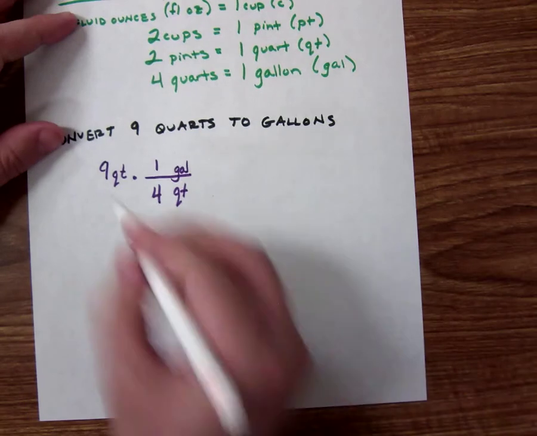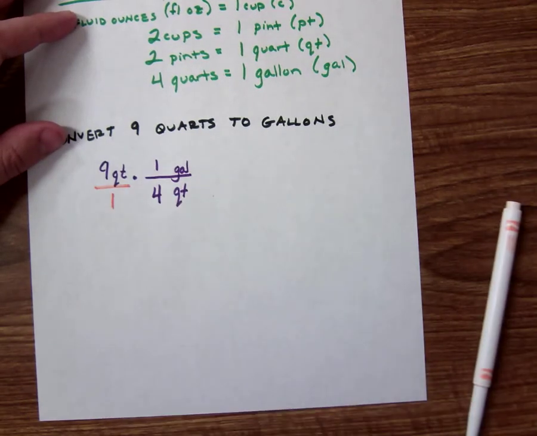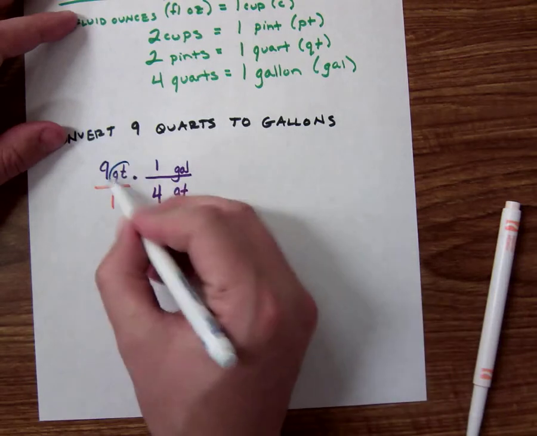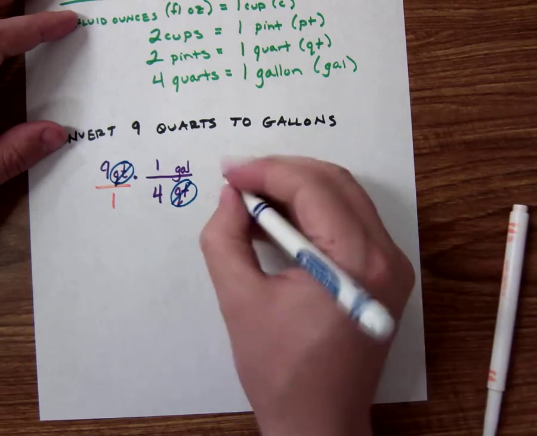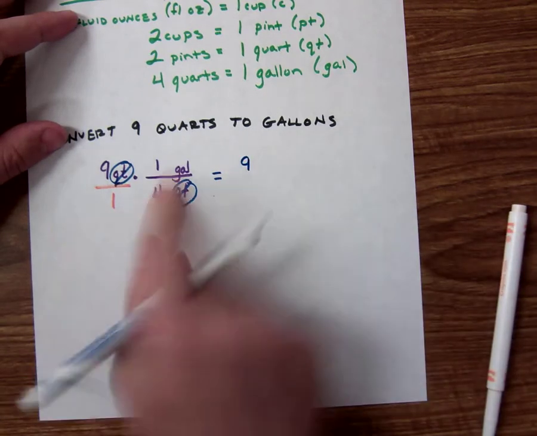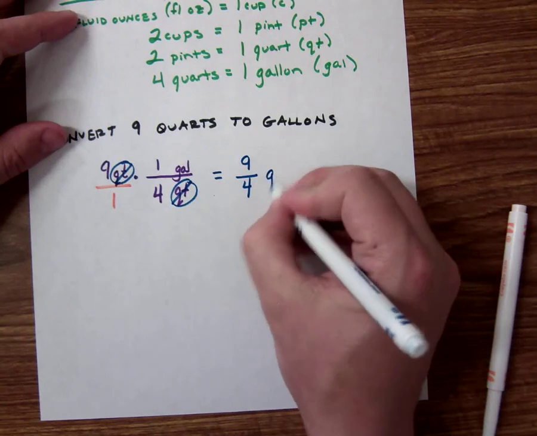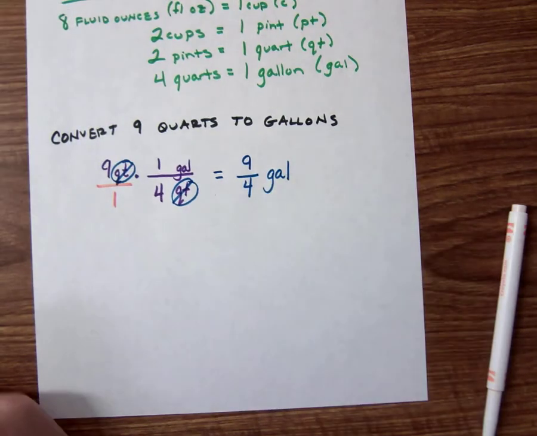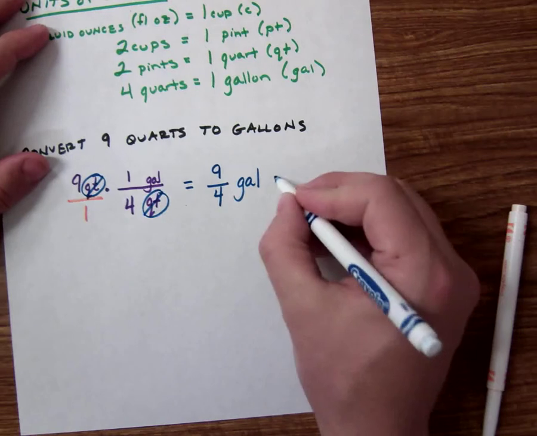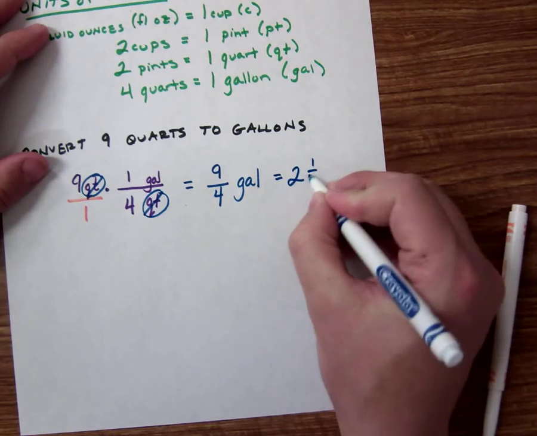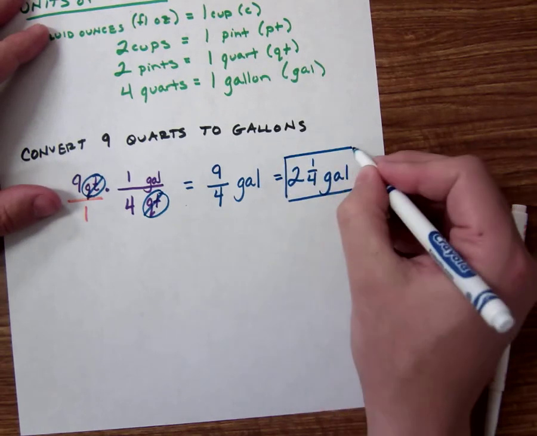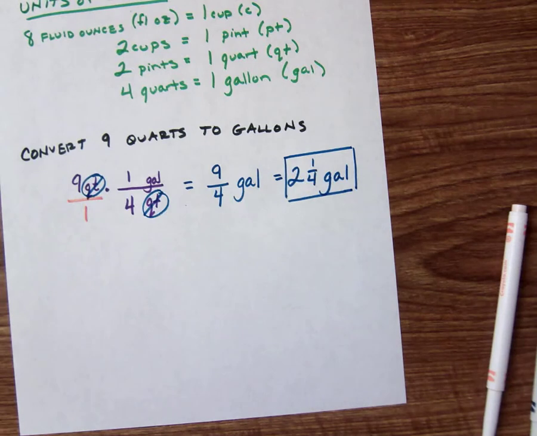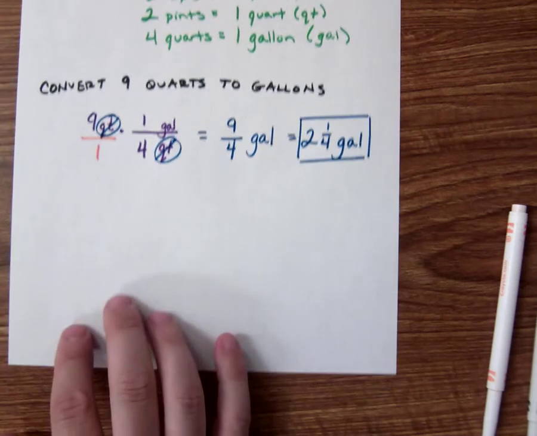Just like with every other conversion, you make the first one a fraction. You cancel the units that are on top and bottom. And then you go straight across. 9 times 1 is 9. 1 times 4 is 4. And it's 9/4 gallons, which is fine. Or you could convert this into a mixed number, which is 2 1/4. 2 1/4 gallons, like so.